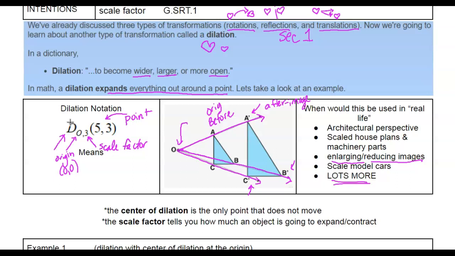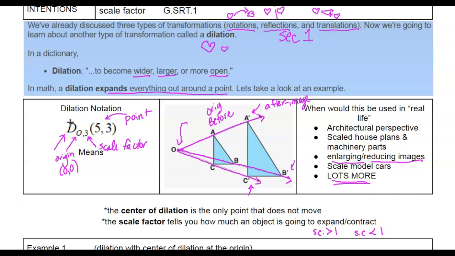So the center of dilation is the only point that does not move. Notice on O, when I dilate ABC, O stays the same. We don't move that. All the other points should move. The scale factor tells you how much an object is going to expand or contract. If your scale factor is more than 1, your after image is going to be larger. If your scale factor is less than 1, then your object is going to get smaller, which we call contract.